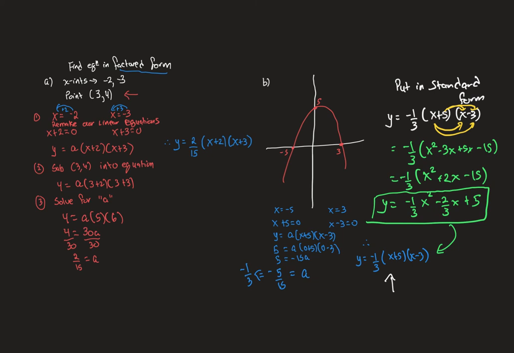So when they tell you standard form to factored form, they just want you to fully factor it. When they tell you standard form from the factored form, they just want you to distribute it again.